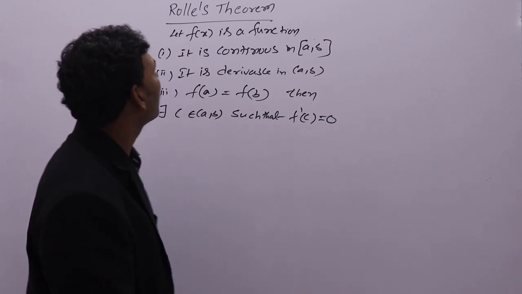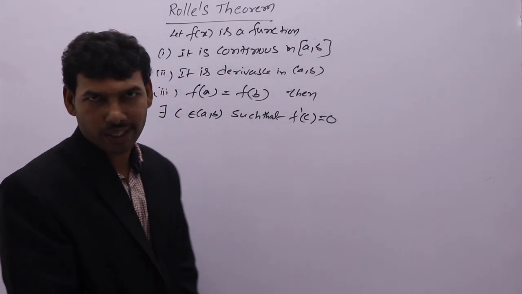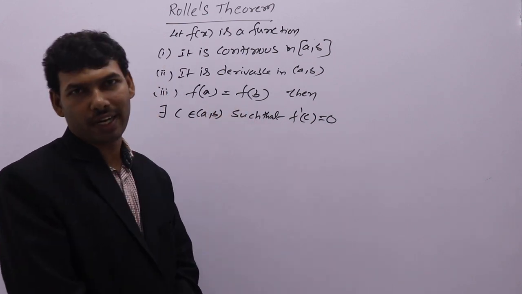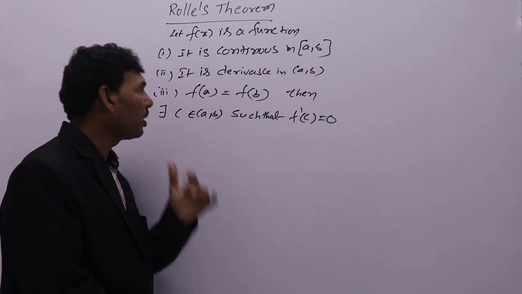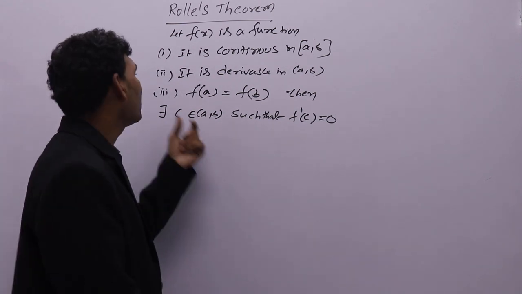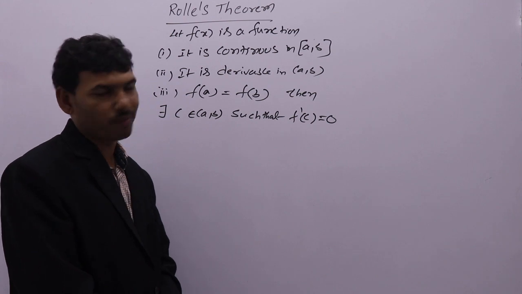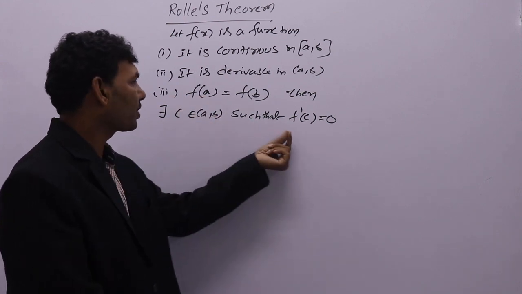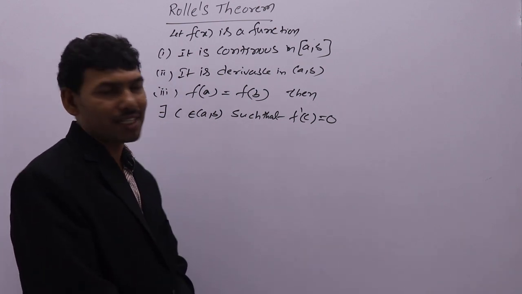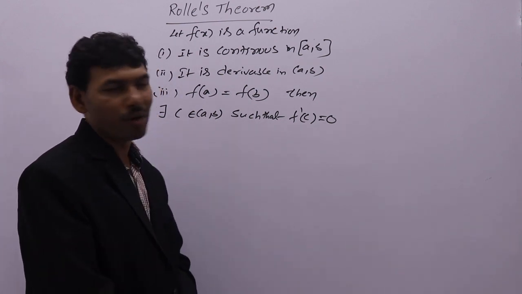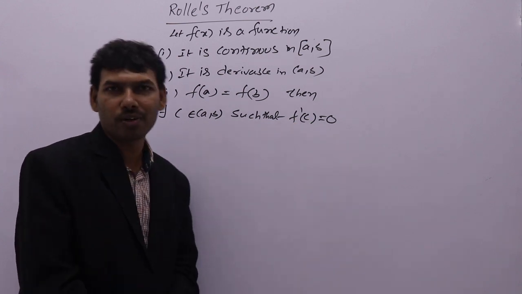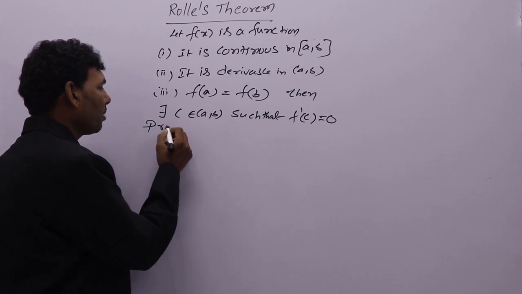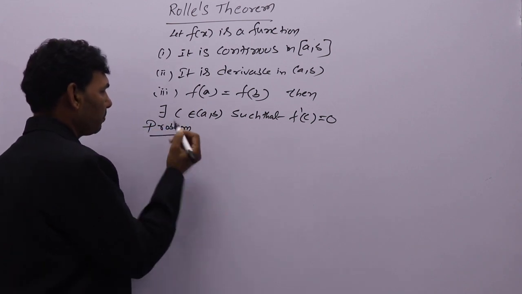So that means if you want to check Rolle's theorem for the given function, you have to check whether f is continuous in closed interval a comma b or not, derivable in open interval a comma b or not, and f of a equal to f of b or not. If it satisfies these three conditions, then you can check whether there exists c in open interval a comma b for f dash of c equal to 0 or not. For example, we will discuss one example so that you can understand.